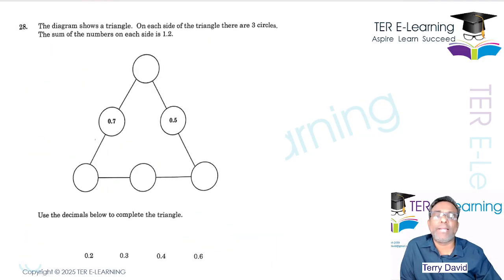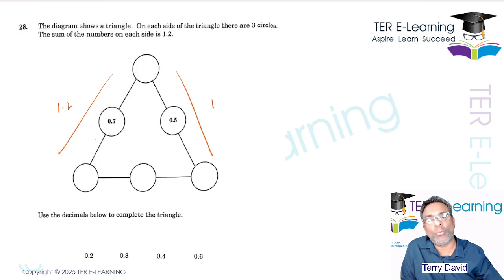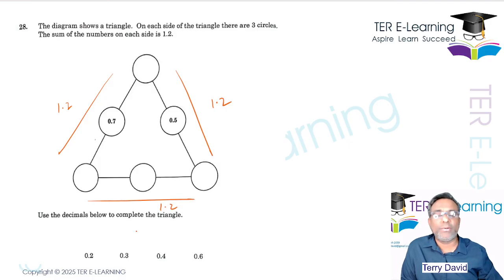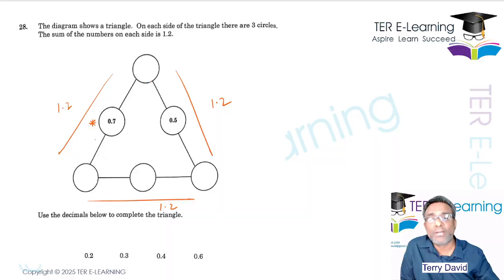Question 28, the diagram shows a triangle. On each side of the triangle, there are 3 circles. The sum of the numbers on each side is 1.2. So when I add these 3 here, I'm going to get 1.2, and the same for the other two sides. To work this out, we're going to have to use some trial and error. Now, 0.7 is pretty big, so chances are we're going to use some small numbers. If I put 0.3 here, 0.7 plus 0.3 is 1.